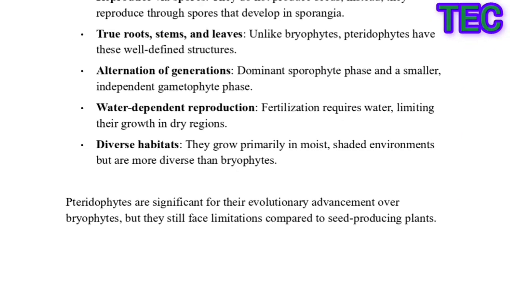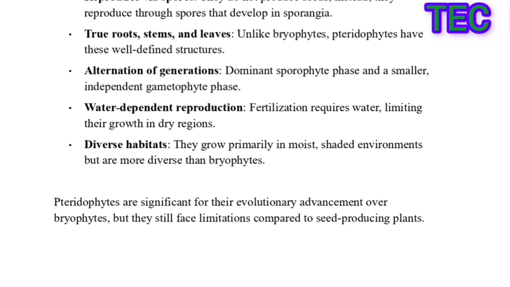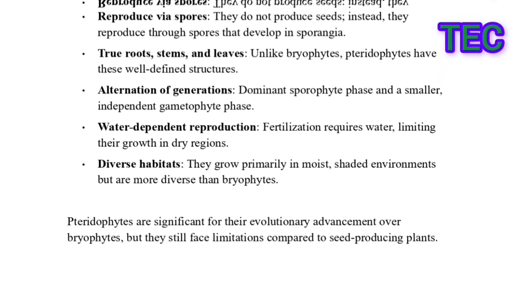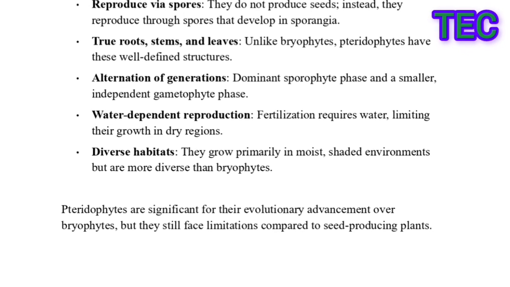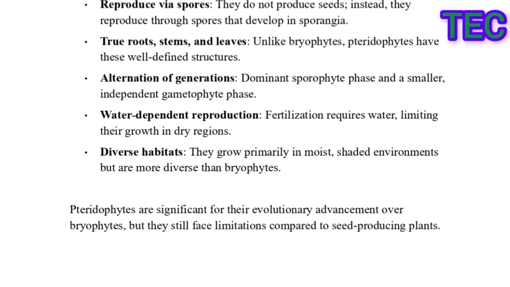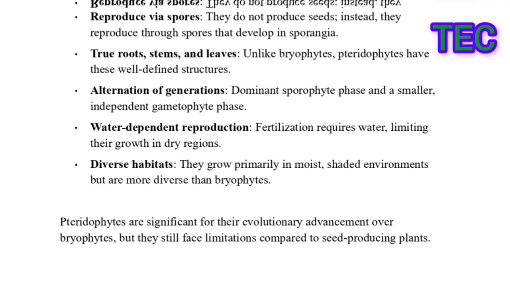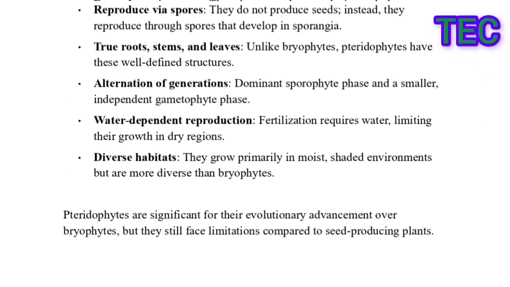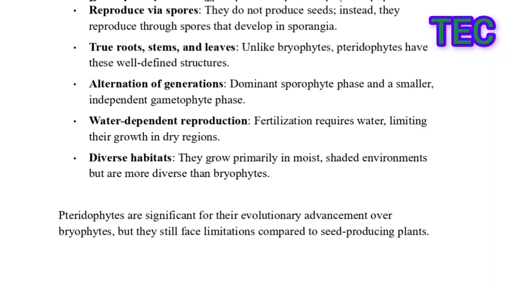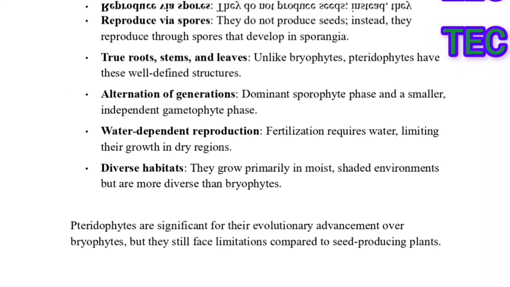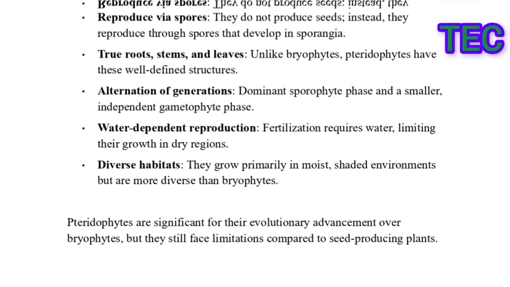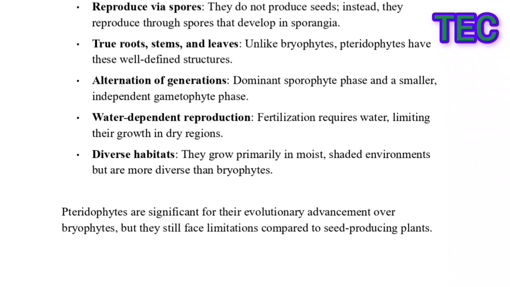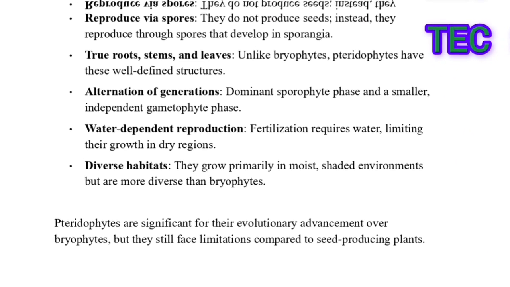Now, some key features. They are vascular plants; they have xylem and phloem. They reproduce via spores. They do not produce seeds. Instead, they reproduce through spores that develop in sporangia, so the spores are a product of sporangia. They have true roots, stems and leaves, sexual alternation of generations, water-dependent reproduction, and diverse habitats. Those are the summary of the features of pteridophytes.